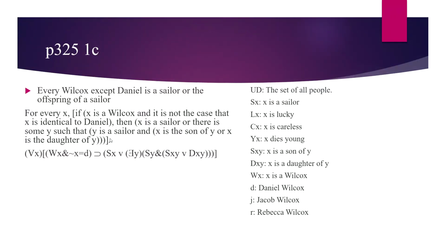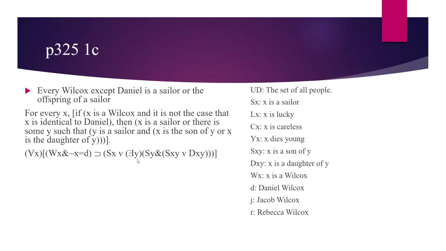And that overall symbolization looks like this, right? For all x, if x is a Wilcox and it's not the case that x is identical to Daniel, then x is a sailor, or there's some y that's a sailor and x is either the son or daughter of them. So this is our everyone, this is our, or they are the offspring of a sailor. Now, this is what the textbook has as the correct answer in the solutions. Though I do want you to think about it.